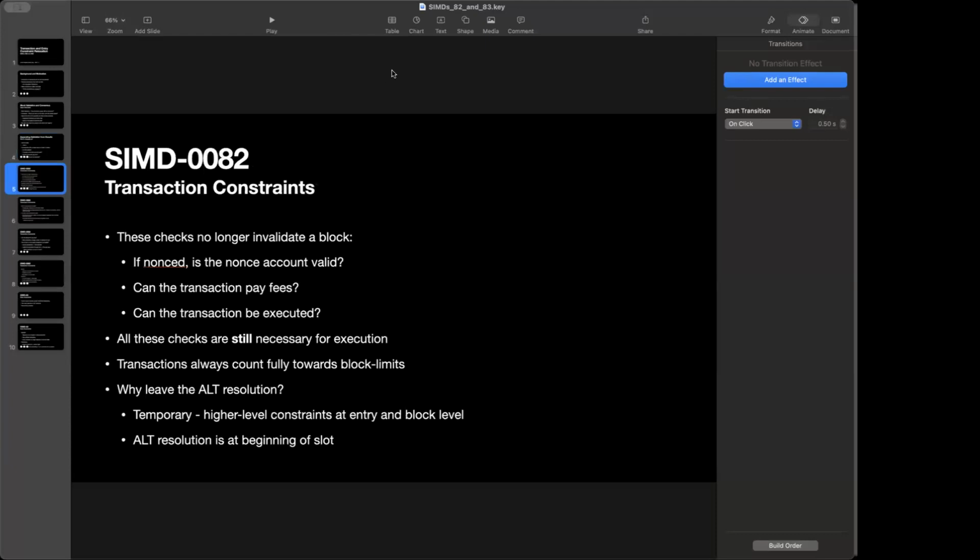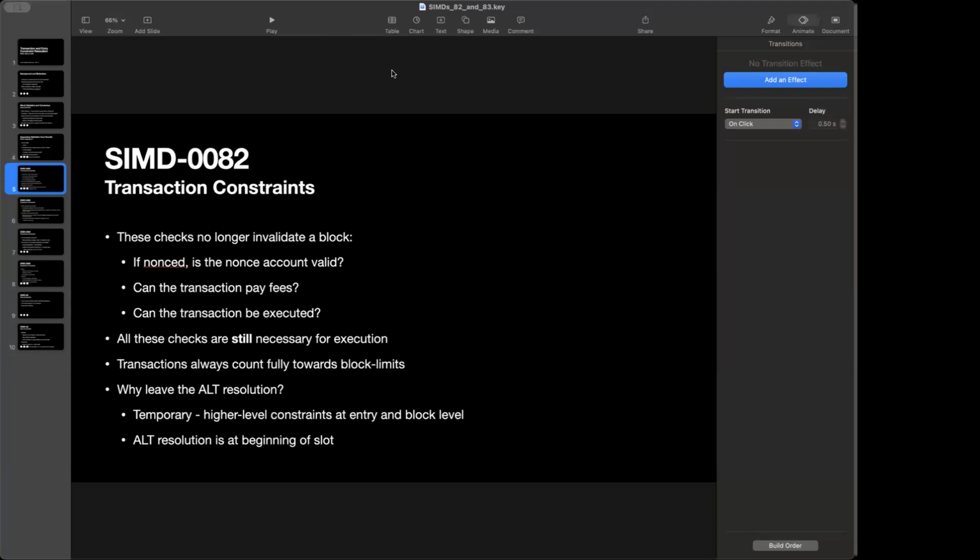And SIMD 82 is the relaxation of 3 of these. So the nonce check, fee paying check, and executable check. The SIMD is not a proposal that we remove these checks for execution. All of these have to be met in order for the transaction to be executed. What it is saying is that if a transaction appears in a block that breaks one of these constraints, it doesn't invalidate the entire block. We can either just not execute the transaction and take no fees, or we charge the leader a penalty for including that transaction.